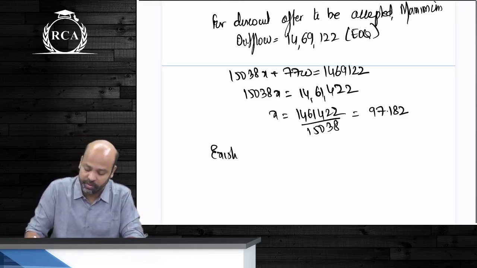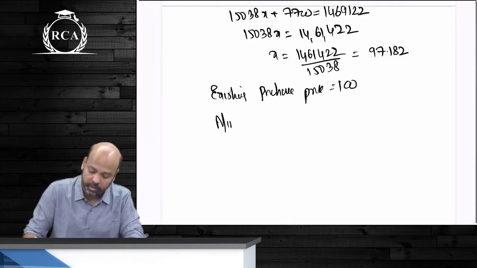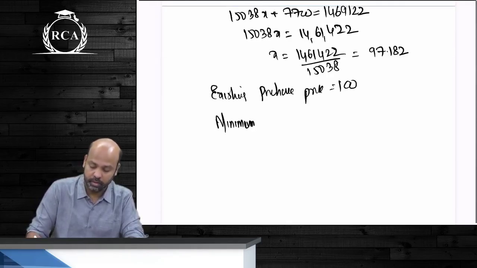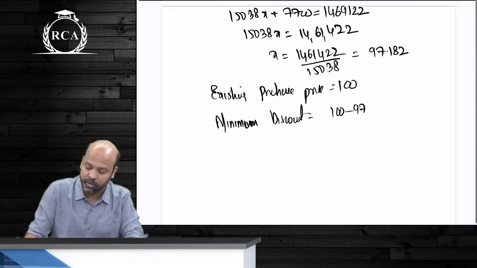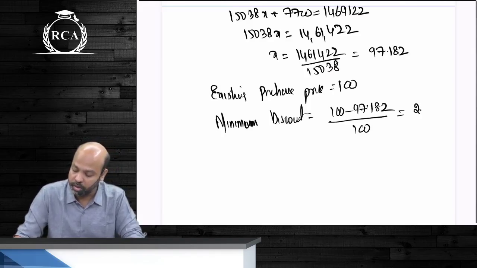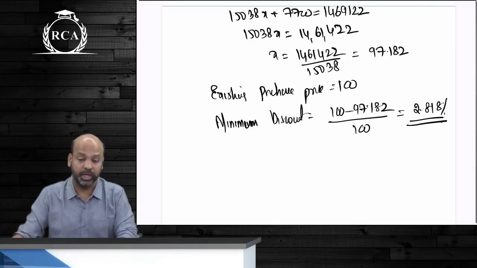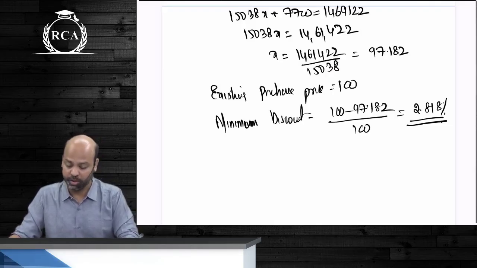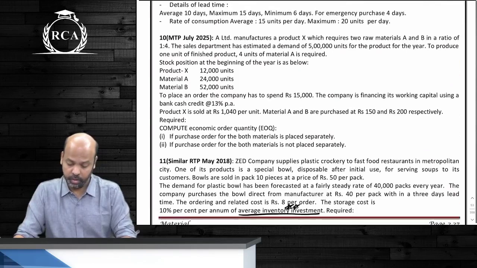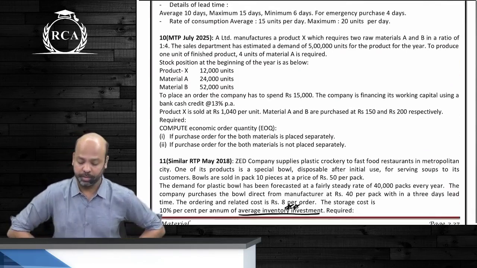Existing purchase price is how much? Existing purchase price is 100, guys. So the minimum discount will be 100 minus 97.182 on a price of 100, which is 2.818%. This will be the minimum percentage of discount, or 2.82%. Did you understand this?